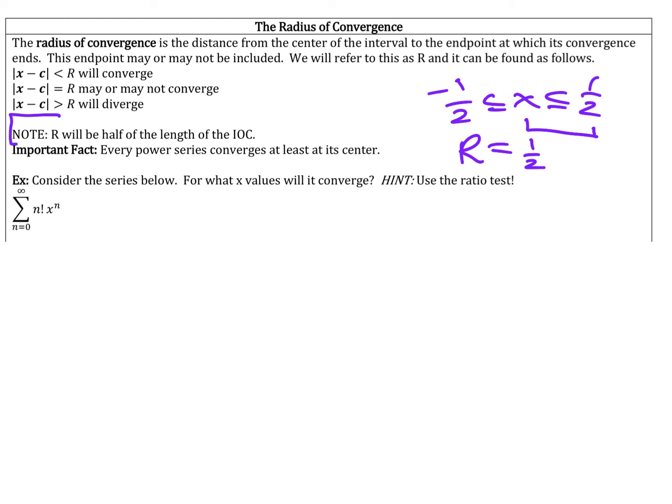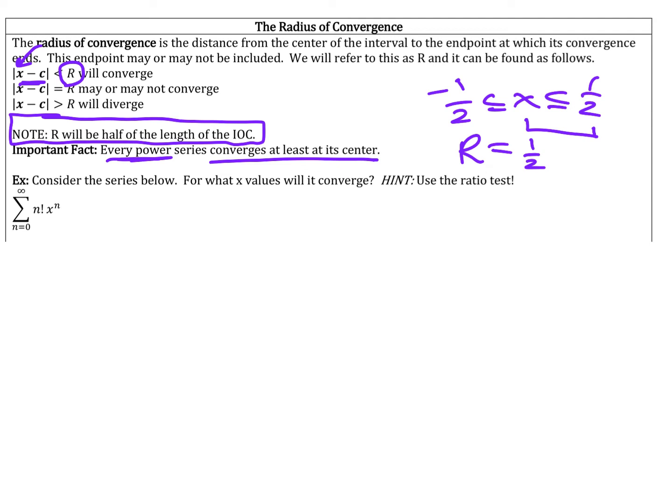So really, you can just think of it as the radius will be half the length of the interval of convergence. A couple things to note: every power series converges at least at its center. So if x was equal to c, then we would have 0. Any series that just becomes 0 plus 0 plus 0 an infinite number of times is going to converge to 0. So we can look at the particular values, how far we are from the center, to think about what our r value is.